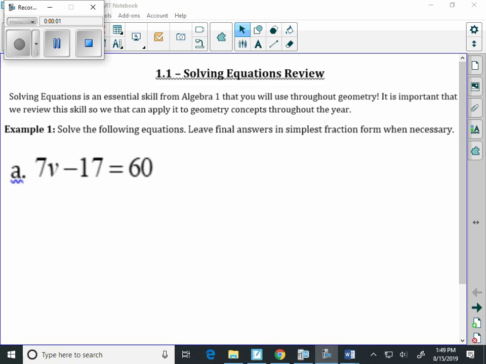Today we're going to solve equations, and it's going to be review. And we use equations a lot in geometry. We apply it to the geometry. So we want to review the skill.